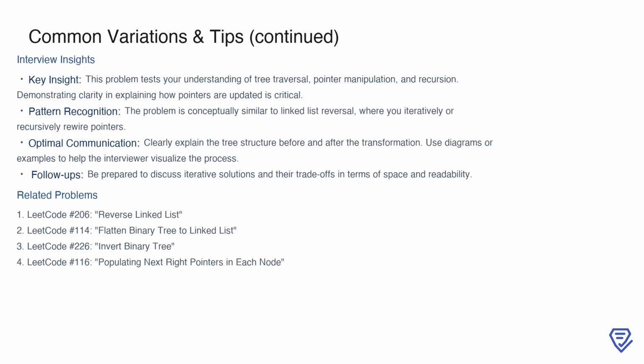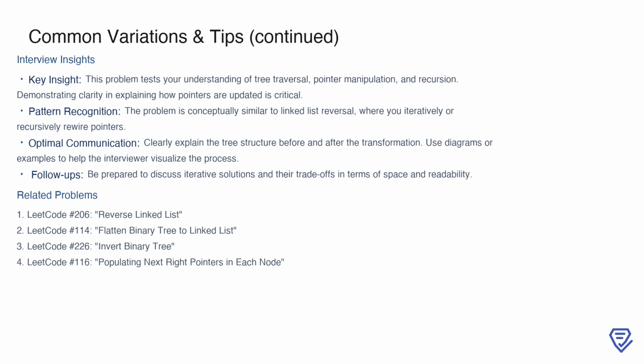This problem is widely used in interviews to evaluate your understanding of tree traversal, pointer manipulation, and recursion. One key insight is that the transformations here are conceptually similar to reversing a linked list, where you iteratively or recursively rewire the pointers. To stand out, it's essential to demonstrate clarity in explaining how the pointers are updated at every step. For example, clearly describe the tree structure before and after the transformation, and if possible, use diagrams or examples to help your interviewer visualize the process.